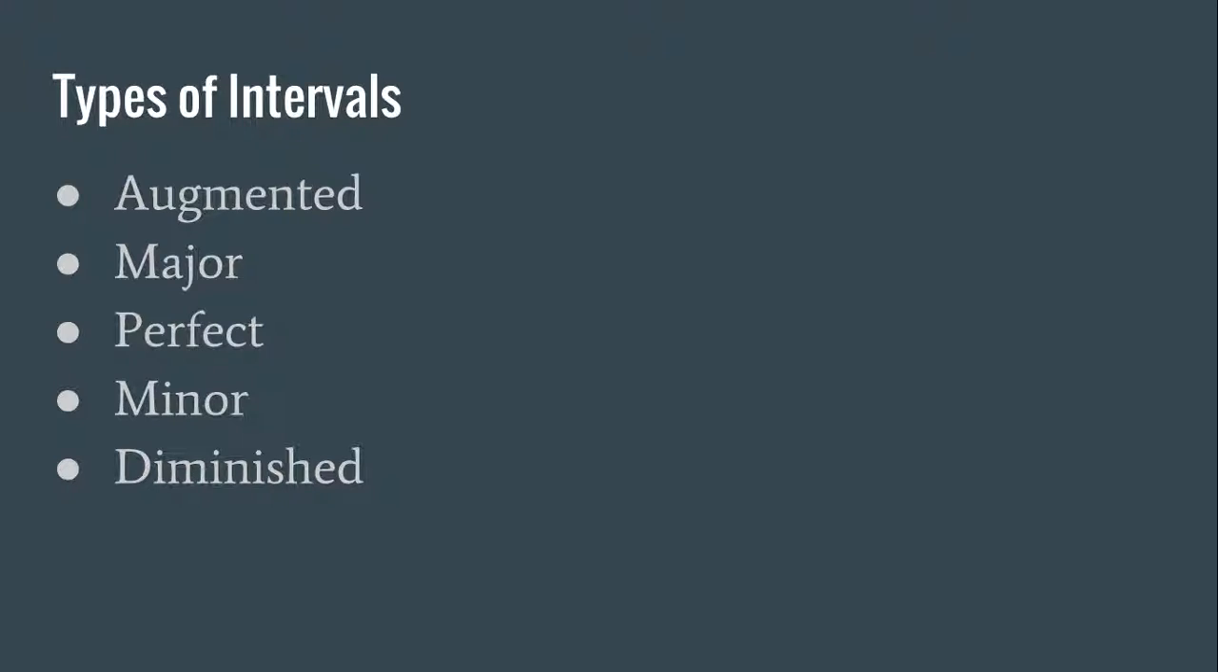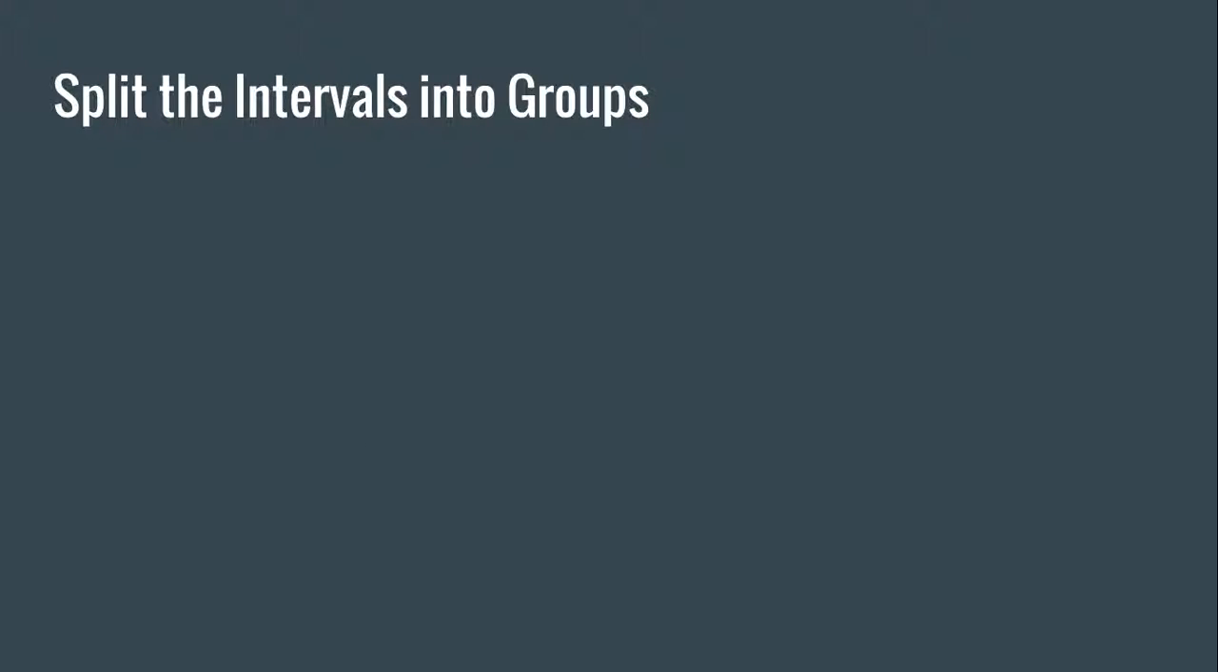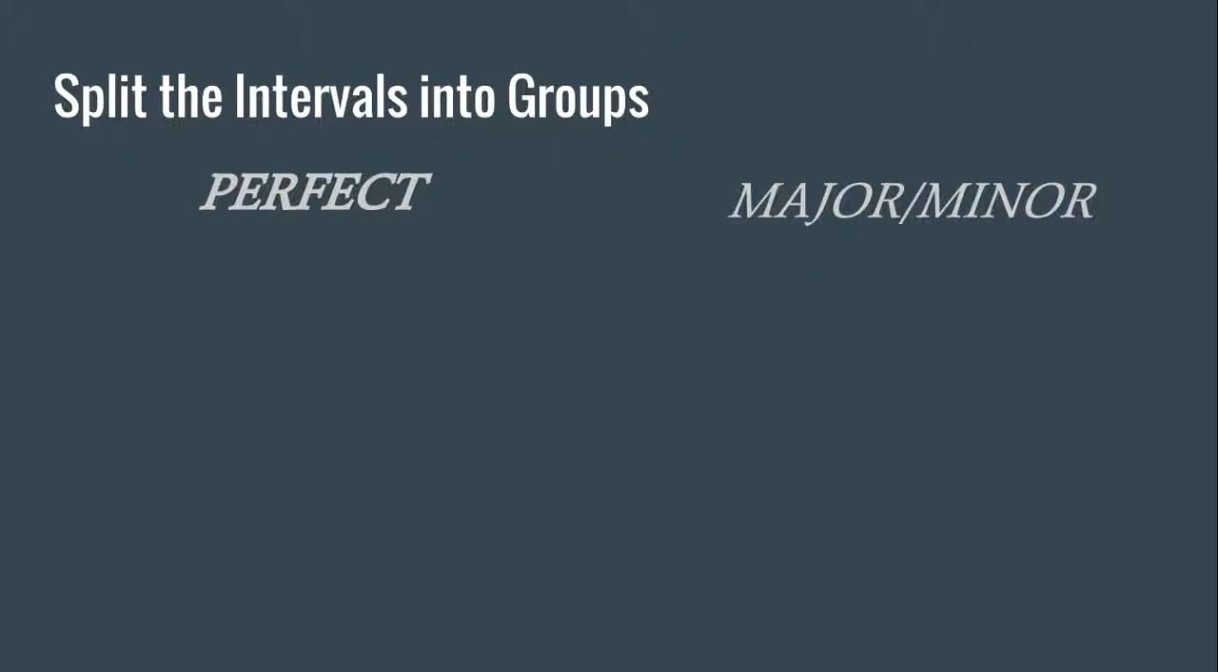Now, the final thing we're going to do is we are going to split the intervals that we have into groups, and you'll understand why later, but for right now we're going to keep it simple. The two interval type of groups that you can be in are the perfect types of intervals, and there are major minor types of intervals. So let's put them in their groups. There are 8 total intervals, and 4 go in each group.